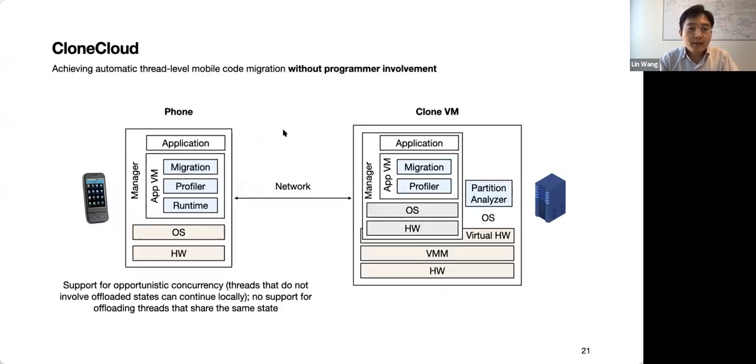So that's why CloneCloud is another mobile computation offloading system, which wants to go one step further. It basically addresses two problems of MAUI. One is the programmer involvement. We said that in MAUI we need the programmer involvement for annotating the source code, but CloneCloud wants to remove that part. It wants to achieve automatic thread-level mobile code migration without programmer involvement. The general architecture is very similar to MAUI, I would say. We have the application-level virtual machine and the runtime.